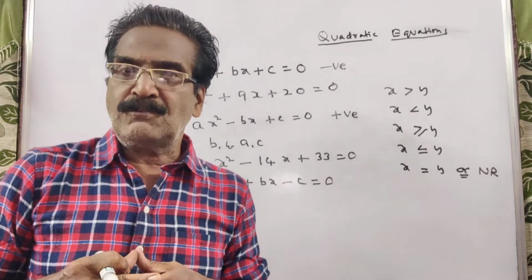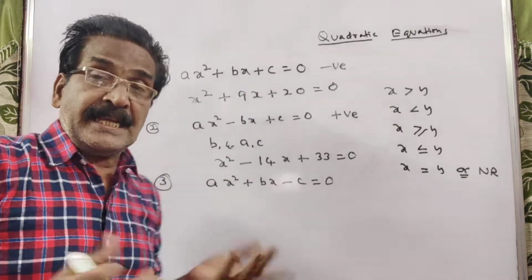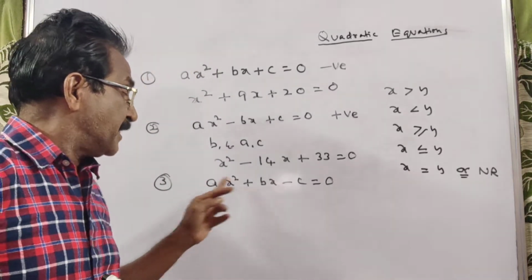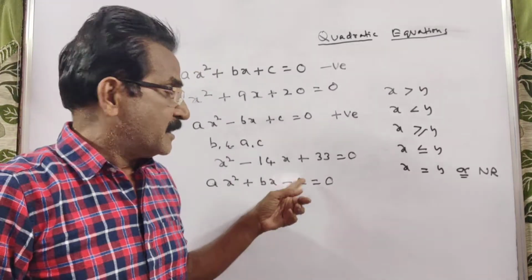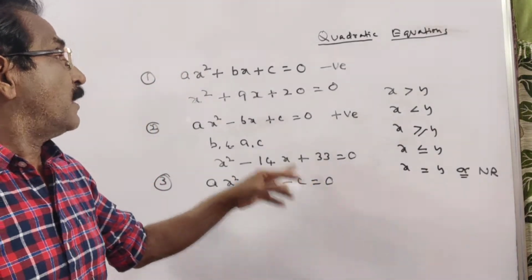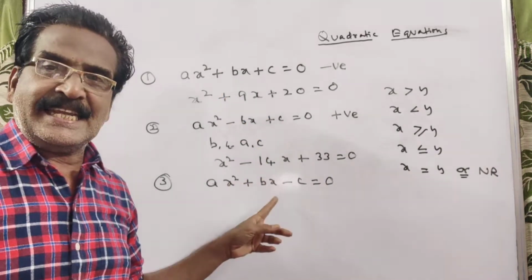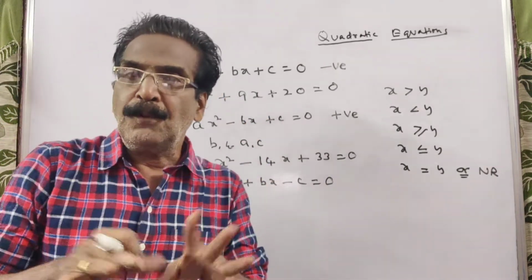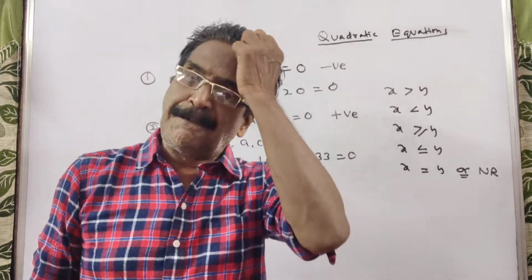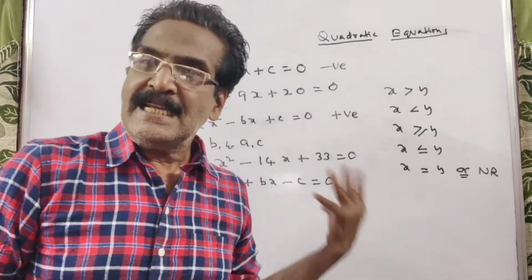Not all A, B, C have the same sign, nor do B and A, C have opposite signs. Here B and A are plus, C is minus. So this does not belong to case 1, and this does not belong to case 2. This is case 3. Here both the roots will have opposite signs, one is plus and one is minus. Which is plus and which is minus, we shall see after some time.